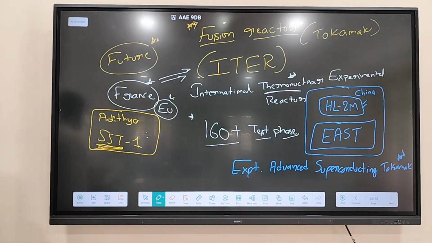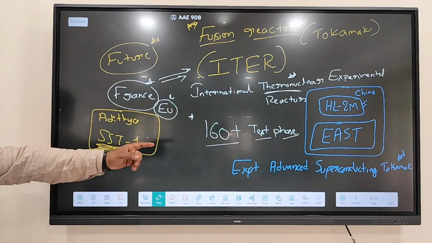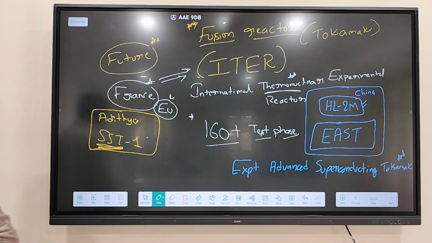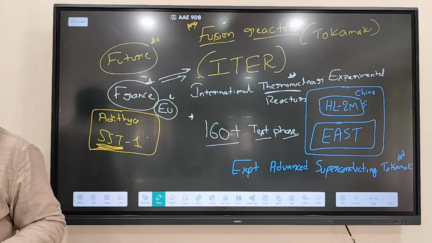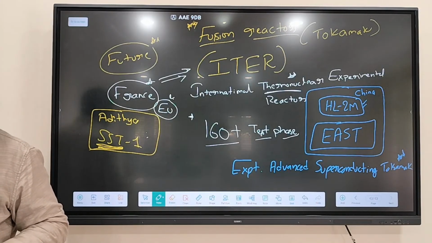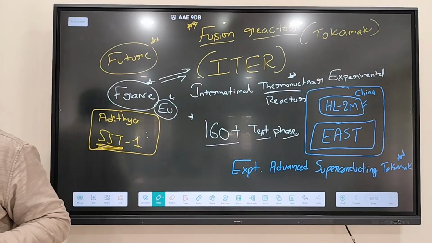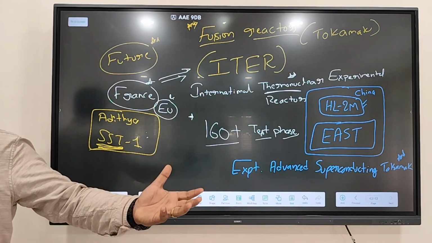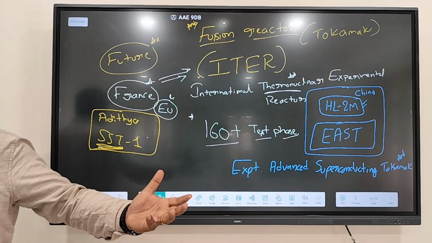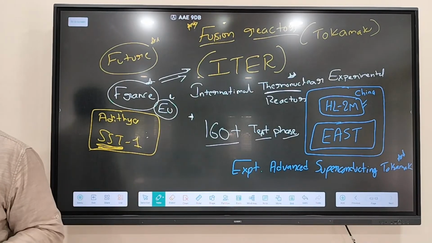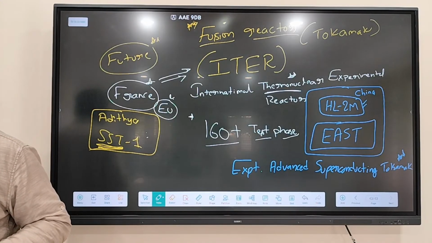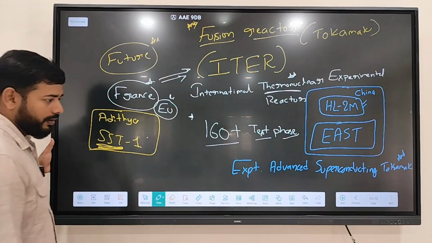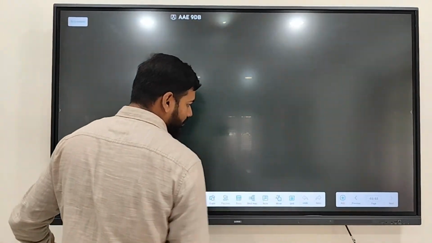HL2M by China. Those reactors were called an artificial sun by them. Artificial sun doesn't mean it will produce light like the sun. They will also do the similar reaction which is happening in the sun. In the sun also fusion reaction is happening. Here also fusion reaction is happening. That's why it is called an artificial sun. It will not give light. Right? Fusion reactor. Very important thing.